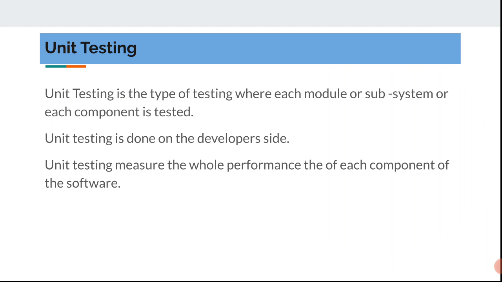So unit testing measures the whole performance of each component of the software. As we know, software is made of a combination of different components. So when a single component of the software is tested, we call it unit testing.